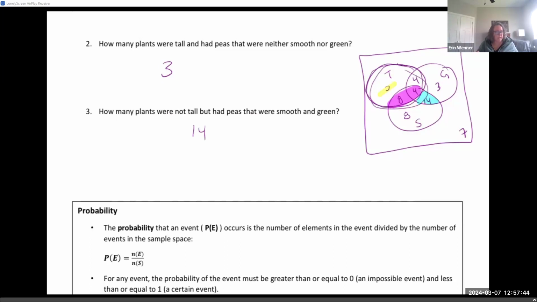Again, I highly suggest drawing pictures, using your pens, pencils, highlighters, whatever can help you to color these regions to help focus on what they're asking for, okay? So before I move into probability, any questions about Venn diagrams?